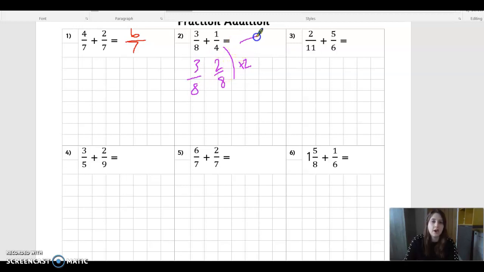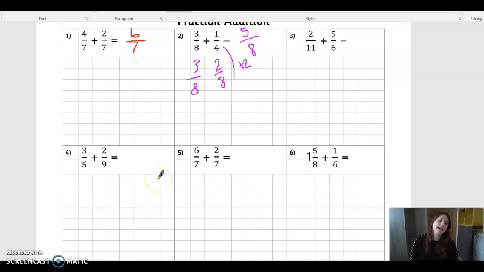3/8 add 2/8. I know that the bottom, the denominator of my fraction must be 8 because we don't add the bottoms. Then I've got 3 plus 2, which would give me 5. So hopefully you had 5/8 for number 2.